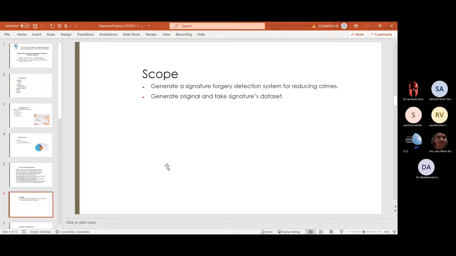So on the basis of this motivation, we established our scope: to generate a signature forgery detection system for reducing crimes, especially in developing and underdeveloped nations like Pakistan and other Asian countries, and to generate an original and fake signature dataset. The first activity in the scope of our work is to collect the original signatures, and we also collect fake signatures, which we compare with the original signatures to identify the fakes.